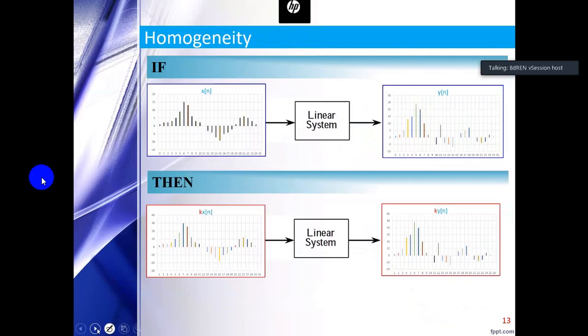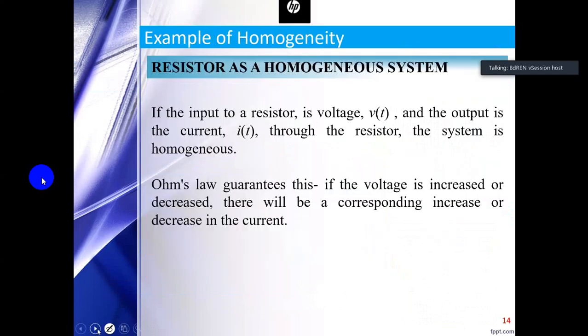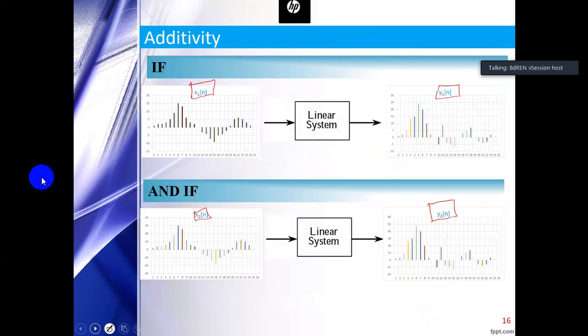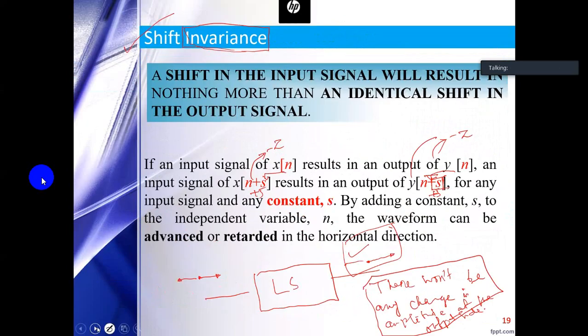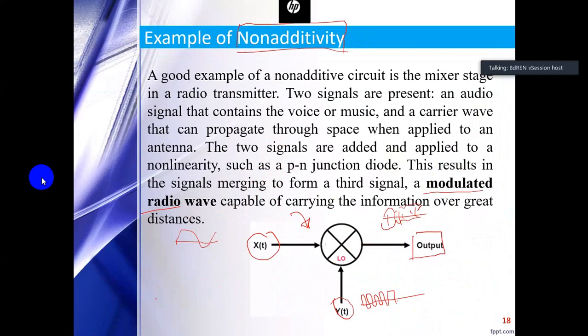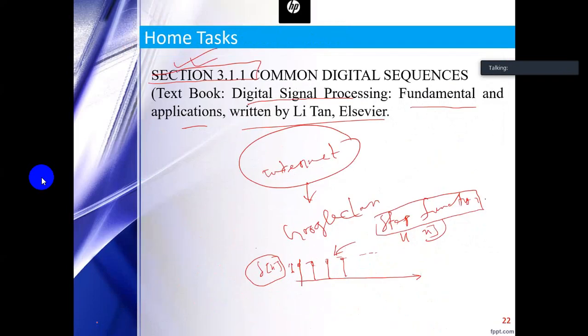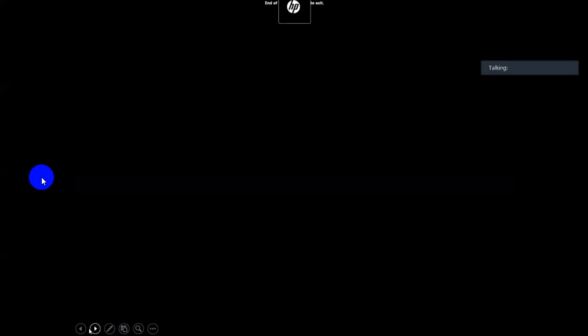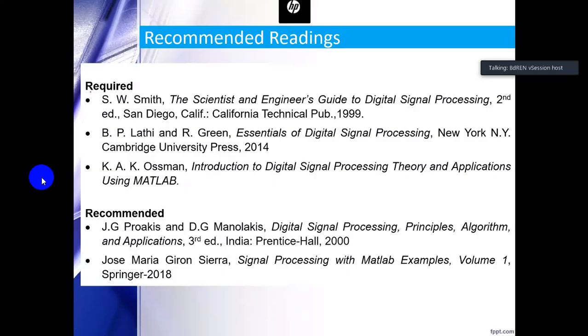Then we can move on to the next lecture, lecture 3. This example is taken, this one is taken from a different book. You can check the first one also.